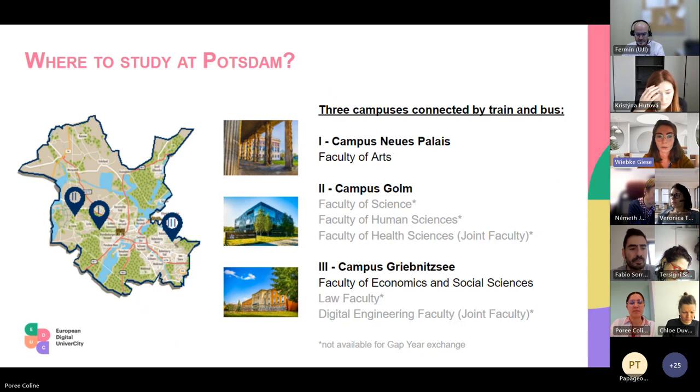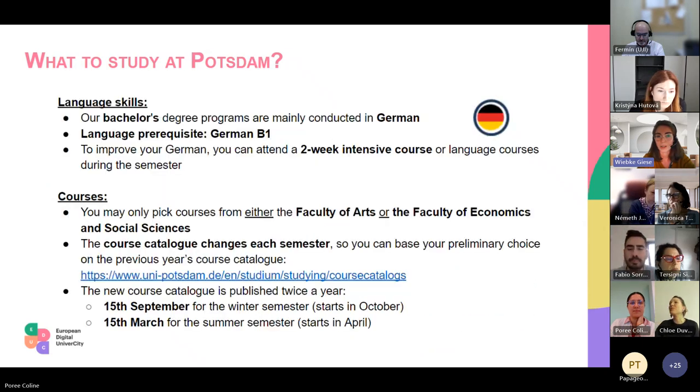It is Campus Golm, which is located on the outskirts of Potsdam. We have the Faculty of Science, the Faculty of Human Sciences, and the Faculty of Health Sciences located in Golm, but these are unfortunately not open to gap semester exchange students. And lastly, we have campus number three, Campus Griebnitzsee, which is closer to Berlin, sort of in between Potsdam and Berlin. And there we have the law faculty and digital engineering faculty. Both of them are not open to gap year students, but the Faculty of Economics and Social Sciences is open to gap exchange students. Okay, and the next one, please.